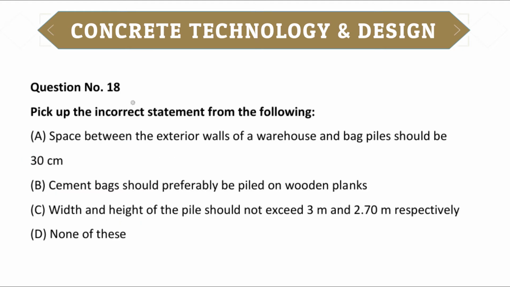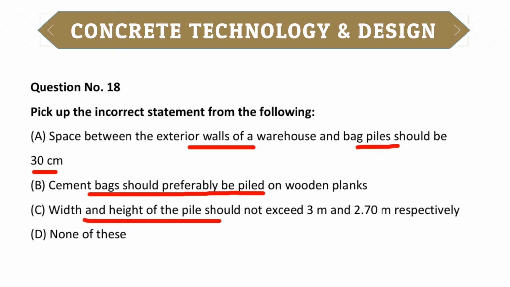So next question, pick up the incorrect statement from the following. Option A, space between the exterior walls of the warehouse and the cement bag piles should be 30 cm. Option B, cement bags should preferably be piled on wooden planks. Option C, width and height of the pile should not exceed 3 meter and 2.75 meter respectively. Option D, none of these. So the correct answer is option D, none of these.